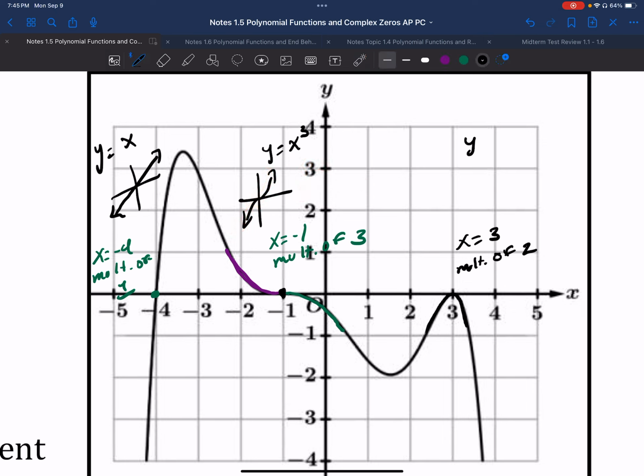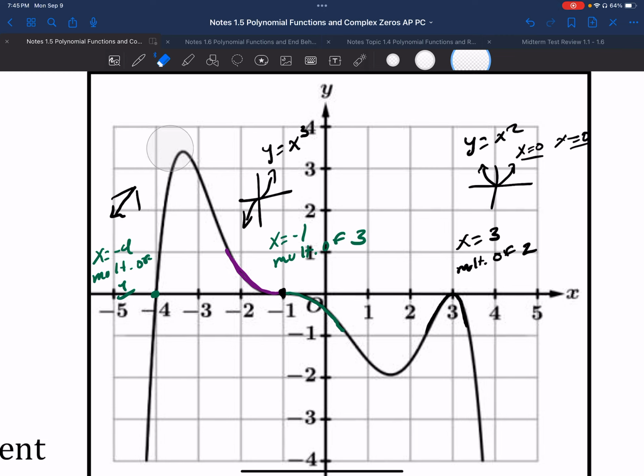For the last one, y equals x squared. Again, x equals 0, x equals 0. You have two of them, multiplicity of 2. And it's always going to look like that, bouncing off the x-axis or touching the x-axis, never crossing.